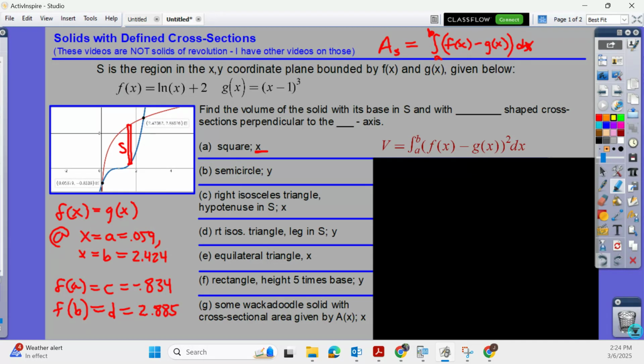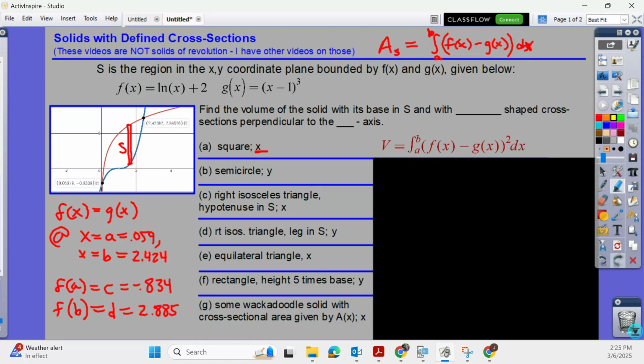Okay? So we're going to do a semicircle as well. I'll do that on this video as well, and then I'm going to stop and get into some of the other solids on a second video. So let's look at the semicircle.